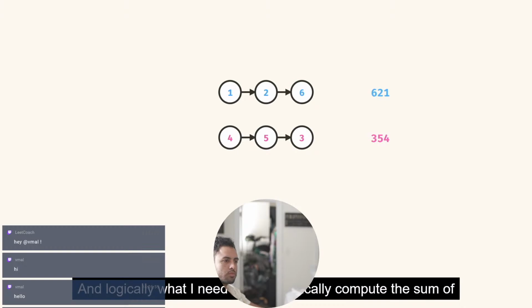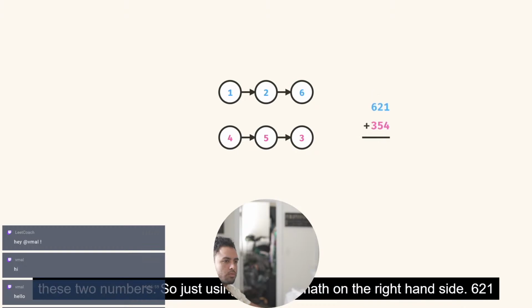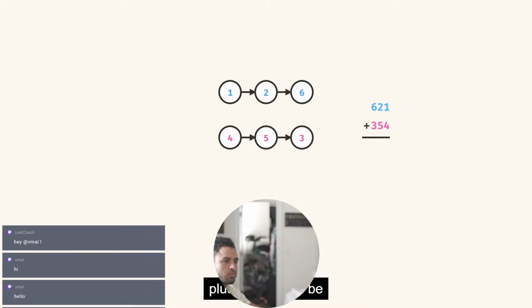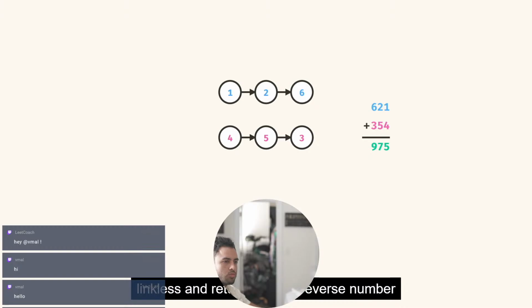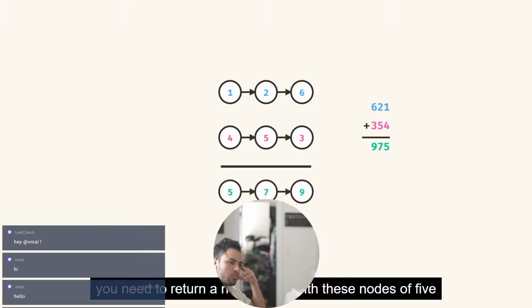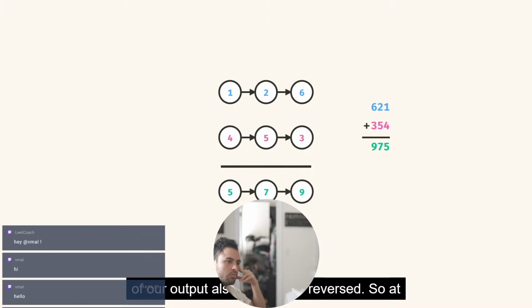And logically, what I need to do is compute the sum of these 2 numbers. So just using regular math on the right-hand side, 621 plus 354 should be 975. However, what I want my function to do is take in those reverse number linked lists and return another reverse number linked list that represents the sum. So the logical sum is 975. That means you need to return a new linked list with these nodes of 579, all the digits backwards. Similar to how the digits of our input are reversed, the digits of our output also need to be reversed.